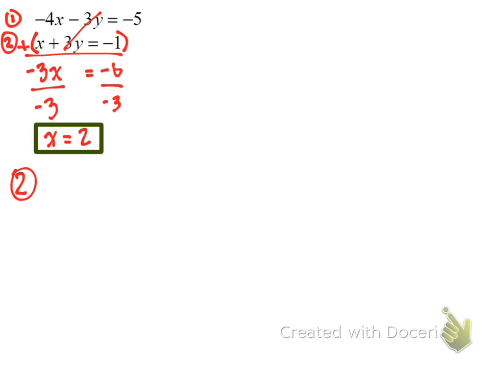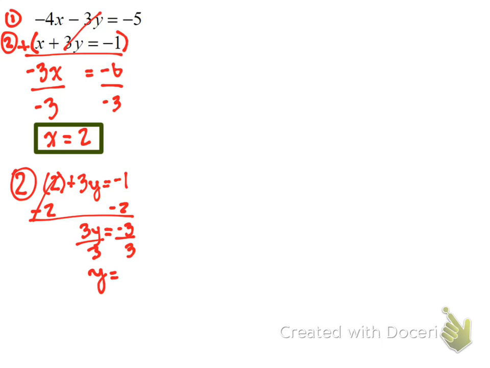We have x. Instead of x, we're going to put in positive 2, plus 3y is equal to negative 1. Subtract 2 from both sides. We get 3y. 2 minus 2 cancels out. 3y is equal to negative 3. Divide both sides by 3. And y is equal to what? Okay, so what's my ordered pair supposed to be? What's my final answer supposed to be? 2 what? Negative 1. Okay, and you box it. That's your ordered pair. Okay?